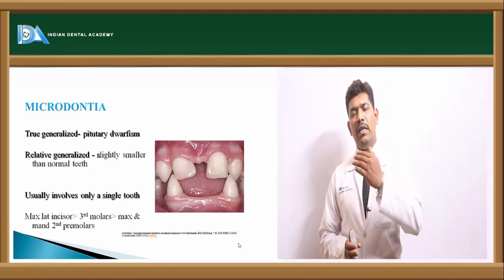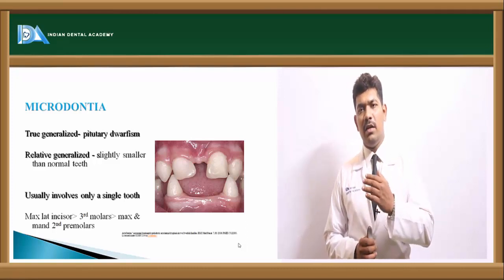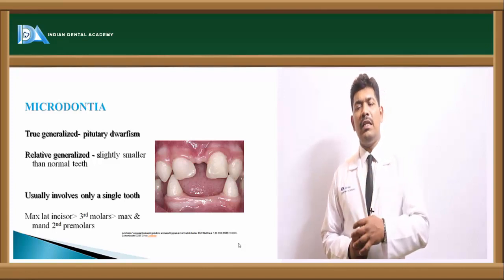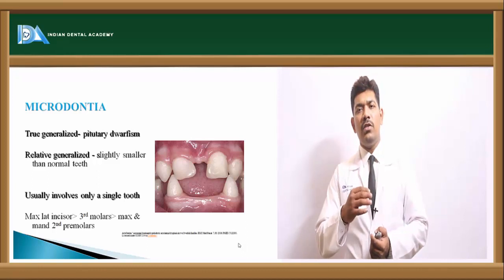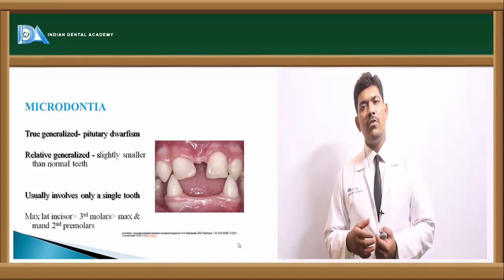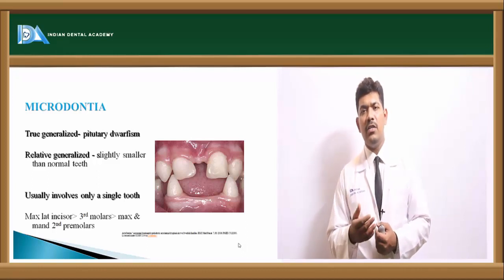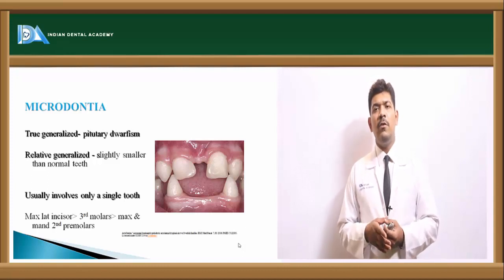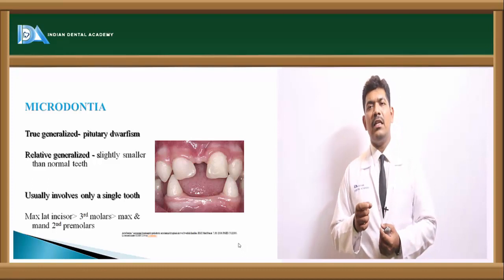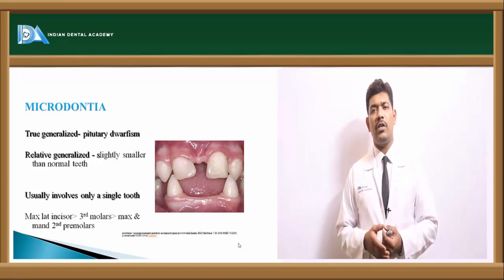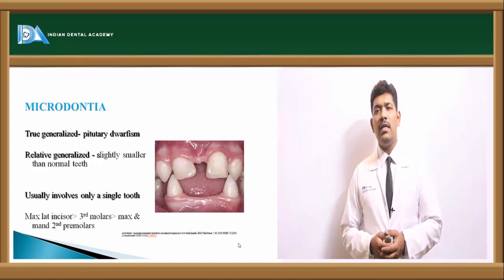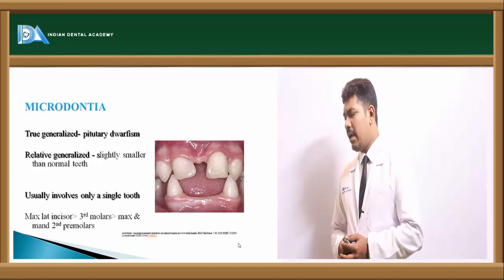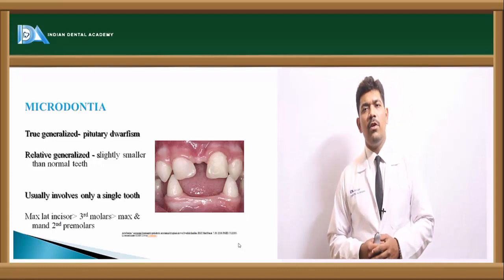Now if we take the example of this relative generalized in particular, the jaws might be larger in size because of various reasons, or because of a disease, or it would be physiological. Now there could be spaces between the teeth, which gives the impression that the teeth are actually smaller than the actual size, which is not the case. Now in those cases, it is called relatively generalized, and normally it usually involves single teeth.